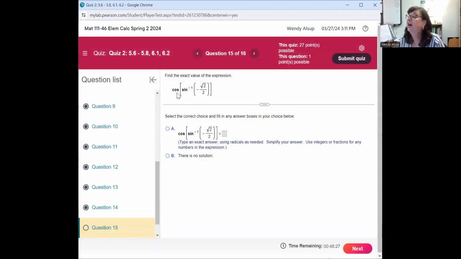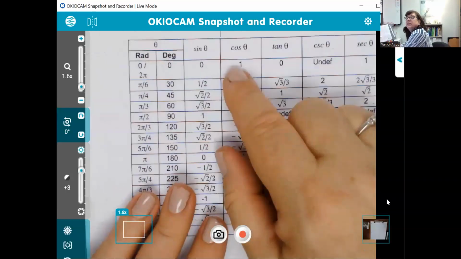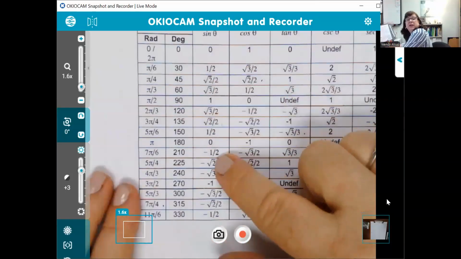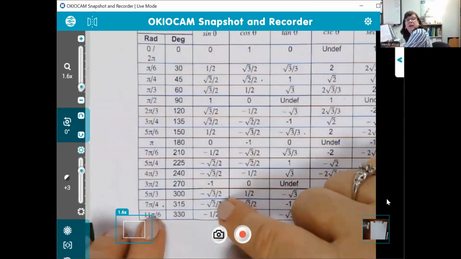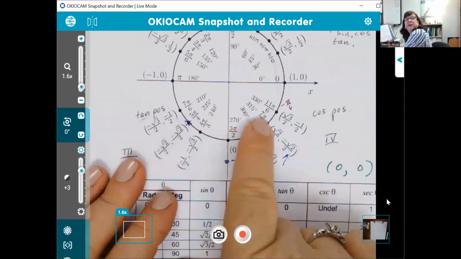How about the cosine of the inverse sine of negative √2 over 2? All right, inverse sine is in between negative pi over 2 and pi over 2. So let's go back over here. Inverse sine of negative √2 over 2. You've got it here at 5 pi over 4, and again at 7 pi over 4.